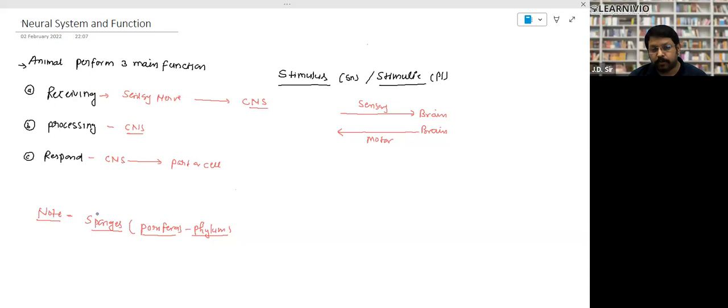Any kind of physical or chemical change. The presence of light, changing of temperature, that is a physical change. And changing of the composition of air, rainfall and all that, they are chemical changes, right? So this is the stimulus. The stimulus can be anything.